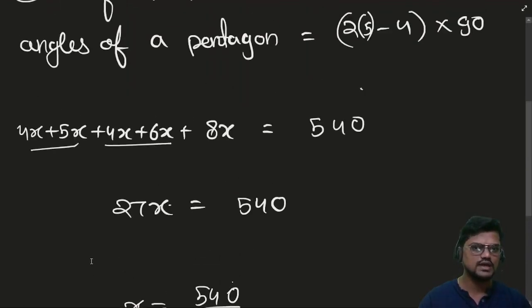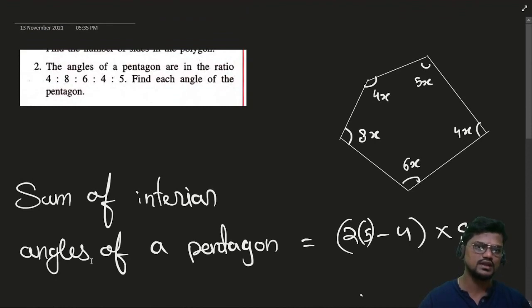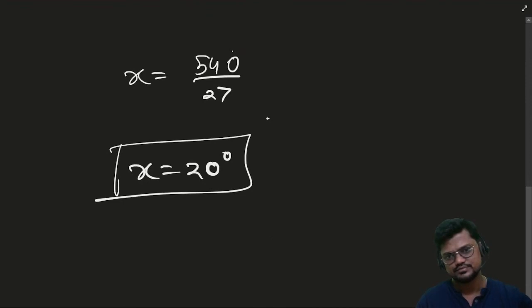Understood, that means x is 20. Now find each angle of the pentagon. Each angle means all the angles. Sir, 4 into 20, find.